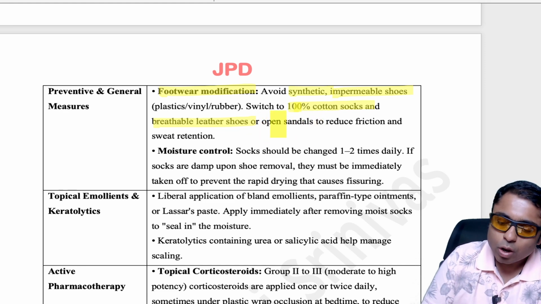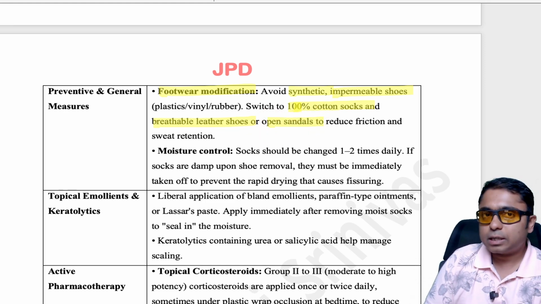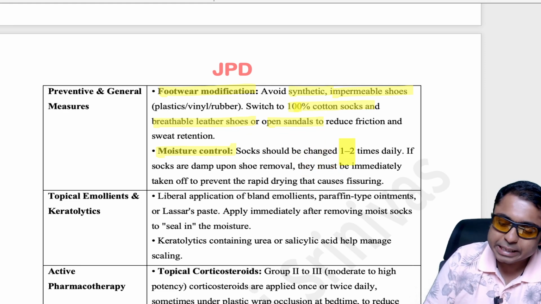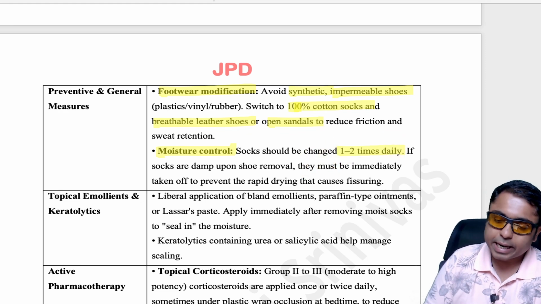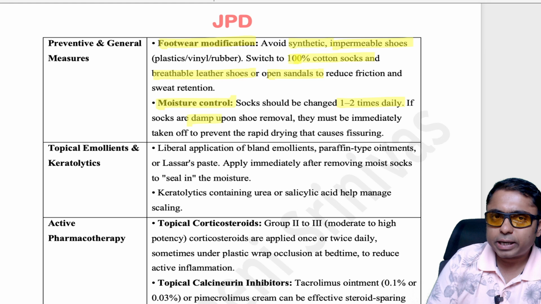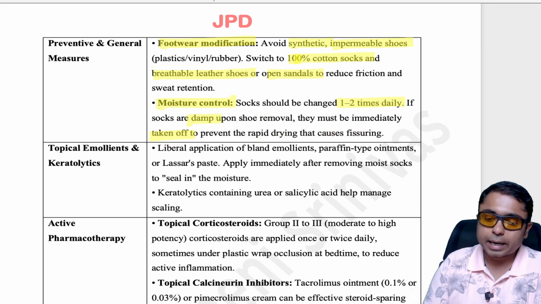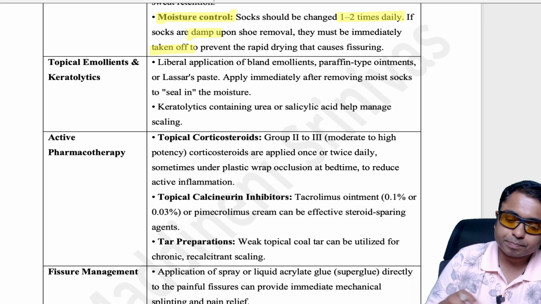If possible, open sandals to reduce the friction and sweat retention. Moisture control: socks should be changed once or two times daily. If socks are damp, that is moist, upon shoe removal they must be immediately taken off to prevent the rapid drying that causes the fissuring.